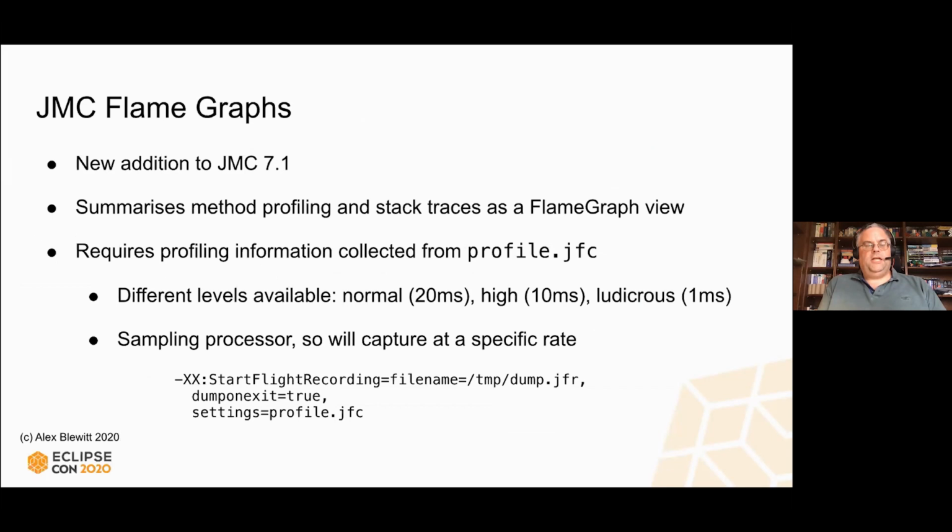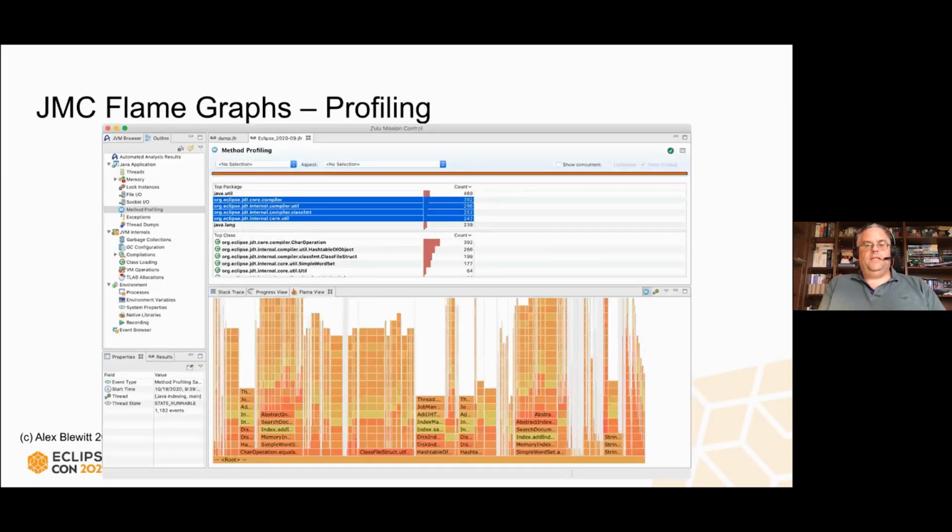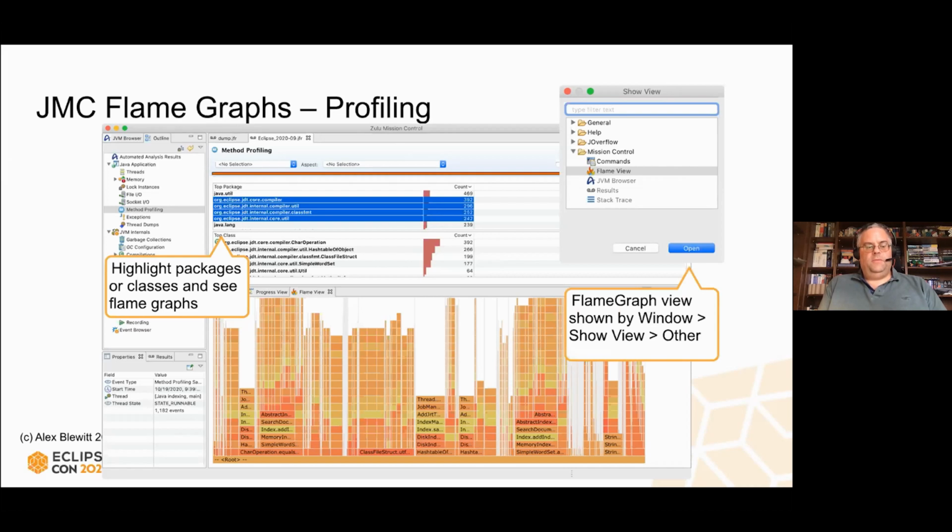Now, a new addition to JMC since I last talked about it was the creation of flame graphs within JMC itself. And so if you're profiling an application by using the profile JFC, then you can look in the method profiling and see what the content are. In this particular case, we've highlighted the top packages inside, and we've got a flame graph view that shows at the bottom where it's spending most of those times. If you can't find where the flame graphs are because they're not shown by default, you can go into Windows Show View, and then you'll find flame graph inside there.